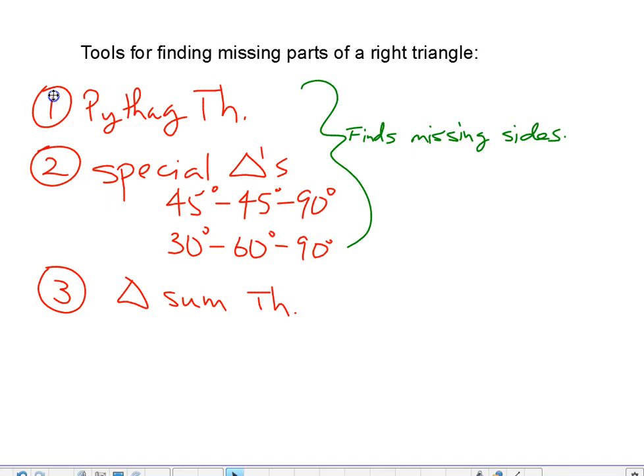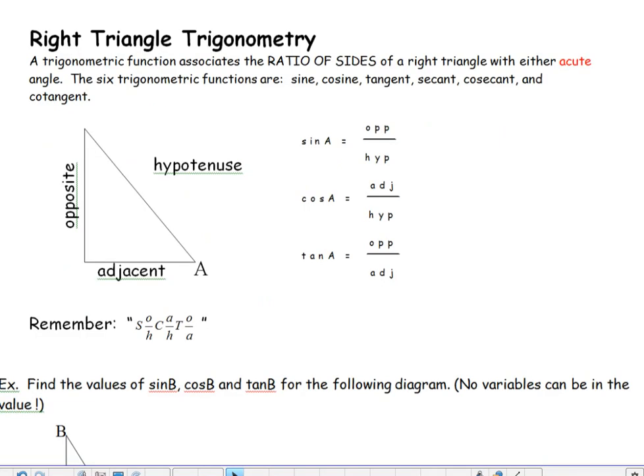Now, to start off, what is trigonometry? Well, trigonometry is just a set of functions that associates the ratio of two sides of a right triangle with either acute angle in the right triangle. Now notice, at this point we can only do sine, cosine, and tangent of the acute angles in the triangle.